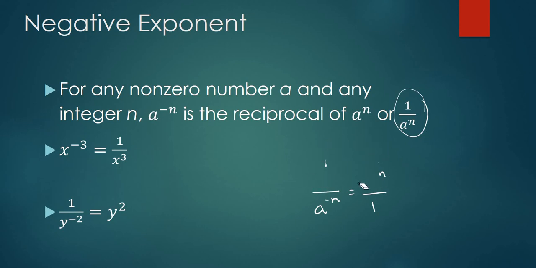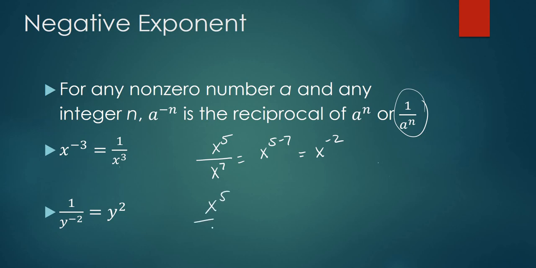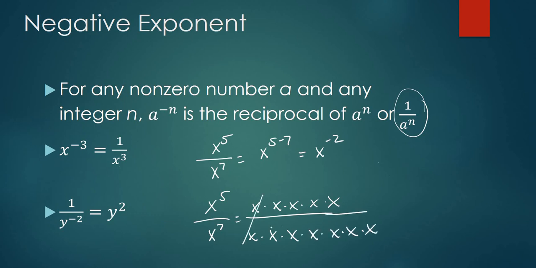And again, why does this work? Let's look back again at our quotient rule. What if I had x to the fifth over x to the seventh? If I use my quotient rule, I would say 5 minus 7 equals x to the negative 2. But if I use common sense here and say x to the fifth is 5 x's being multiplied together, and x to the seventh is 7 x's being multiplied together, again, if I cancel common factors, I end up with 1 over x squared.